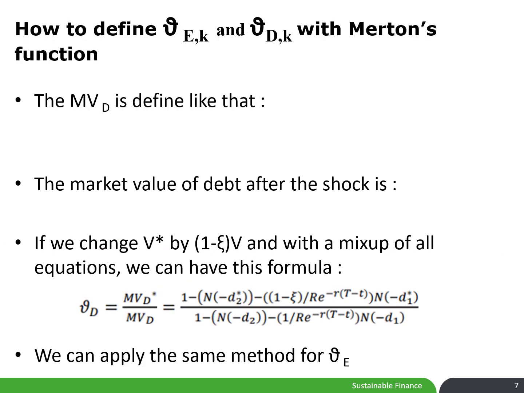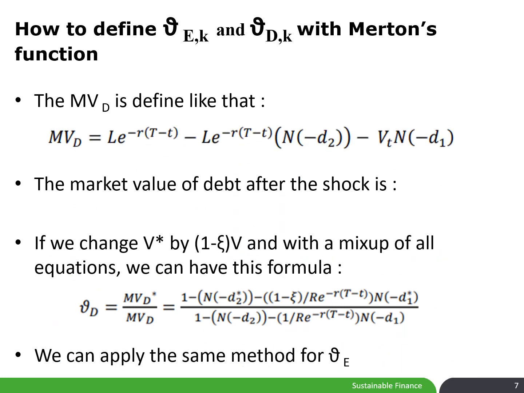We can define the market value as in the model below. The variables are N, which is the probability of the standard normal density function less than d. We have V, which is the asset value, which follows a geometric Brownian motion. We can define V prime, which is V multiplied by 1 minus epsilon. We have L, which is a contractual payment, big T minus little t, which is the time to maturity. We have sigma V, which is the standard deviation of V. We have little r, which is the risk-free interest rate, and we have d1 and d2, which are functions of the variables I said before.